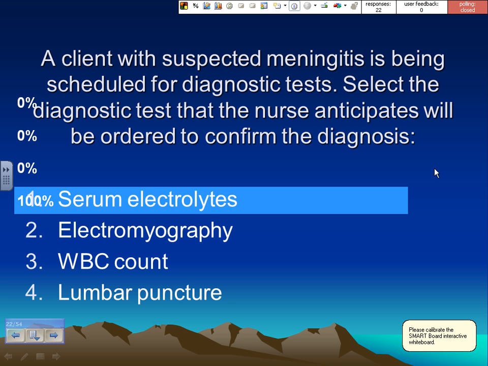And what they're trying to get you to do is zero in on what's different about one particular condition versus the others. So in a question like this, you have to look at, okay, would I see serum electrolytes being drawn on just about everybody, not just the patient with meningitis? Yeah. Same with the electromyography. You're going to see that with peripheral nerve disorders, but not with meningitis. WBCs, yeah, that's going to be part of their diagnostic profile, but that's not going to confirm that they have meningitis. Only the lumbar puncture is going to do that.